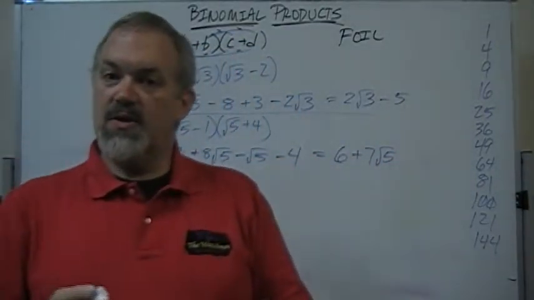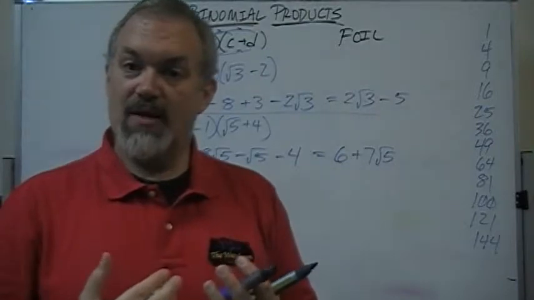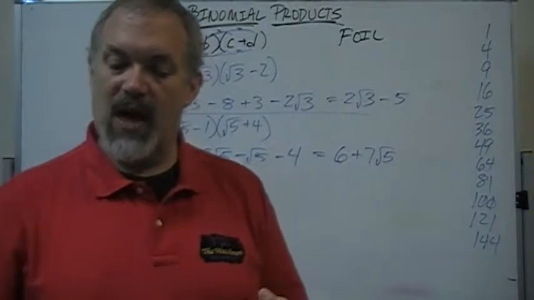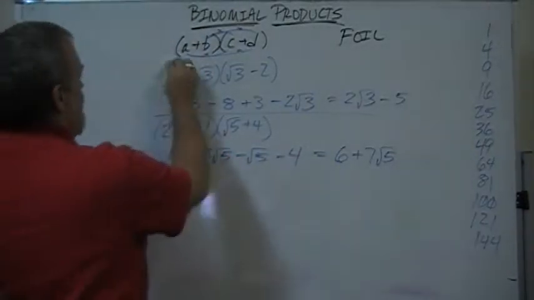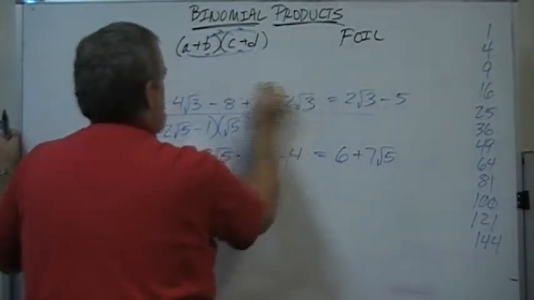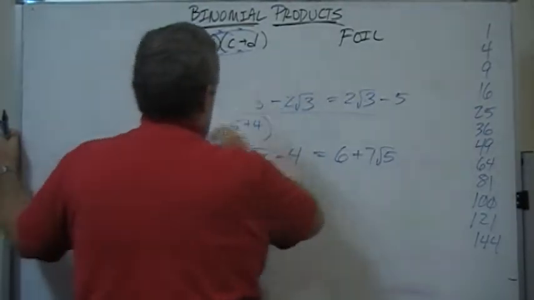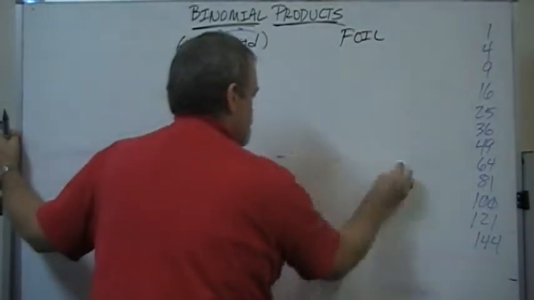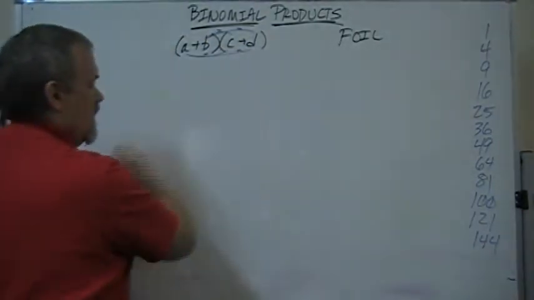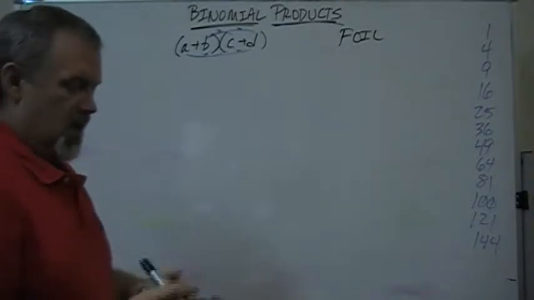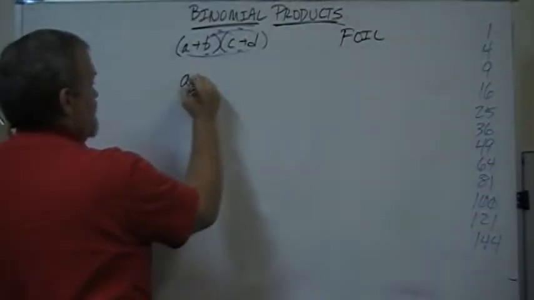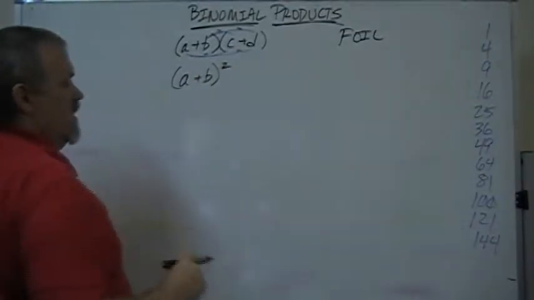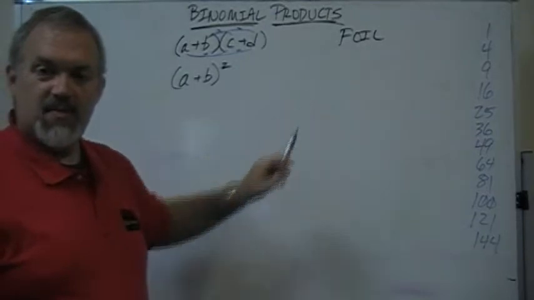Now, you may also remember that when we're dealing with binomial products, there are several that are special that allow us to save some time as we work through the process. One of those is what we call perfect squares. And it works like this. I have a plus b squared, which is just a plus b times a plus b.